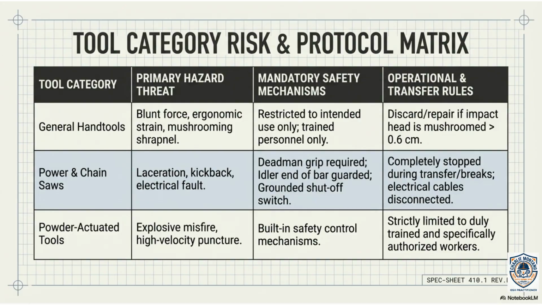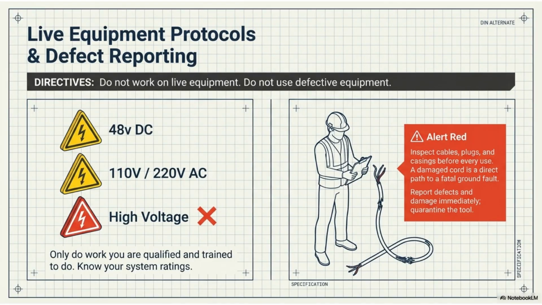Different tool categories have specific primary hazard threats and mandatory safety mechanisms. For example, power saws require a dead man grip and must be completely stopped during transfer. Powder-actuated tools are restricted to trained and authorized workers. Live equipment protocols state that you must not work on live or defective equipment. Always inspect cables, plugs, and casings before use. Report defects and quarantine damaged tools immediately.